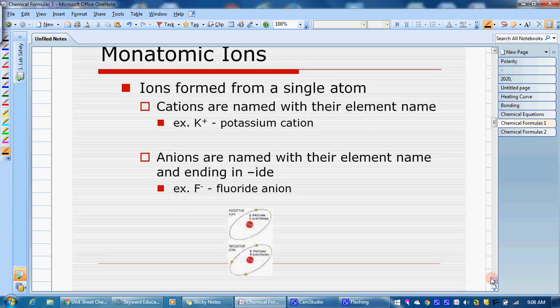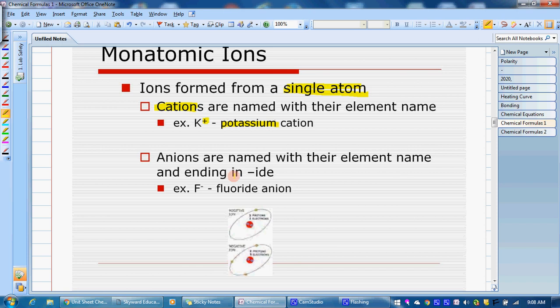Just real quick reviews, monatomic ions. These are just when we talk about a metal by itself or a nonmetal by itself. So here, a single atom, mono means one. Here, cations, again, remember cations are going to be positive, and they're just the name of the element.